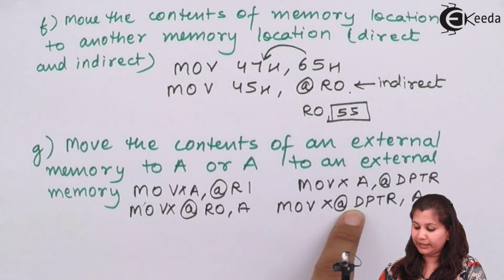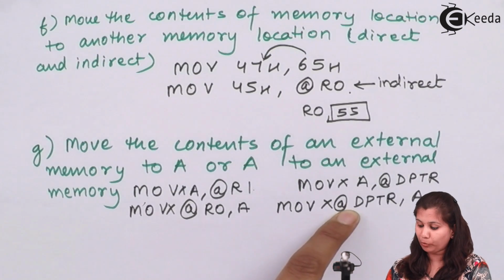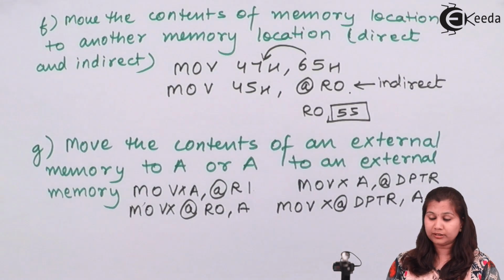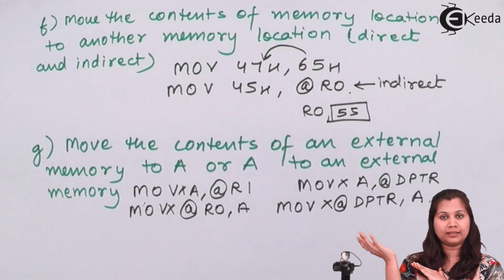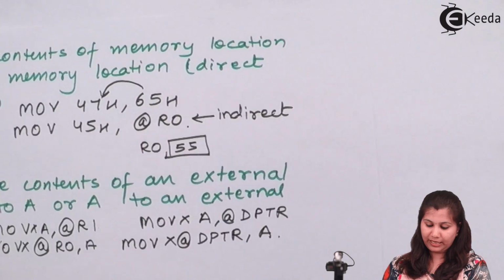Similarly here we have the data pointer, contents of accumulator are copied into the data pointer. So here the contents from an external memory are used. Next move instruction we have to move the contents of a program memory to the accumulator.